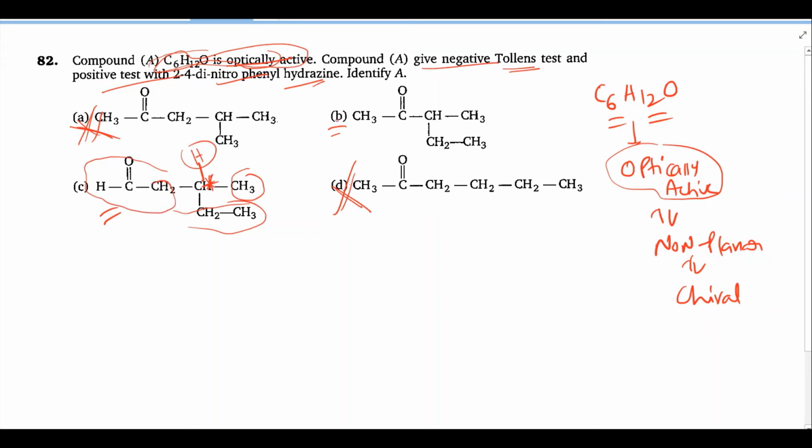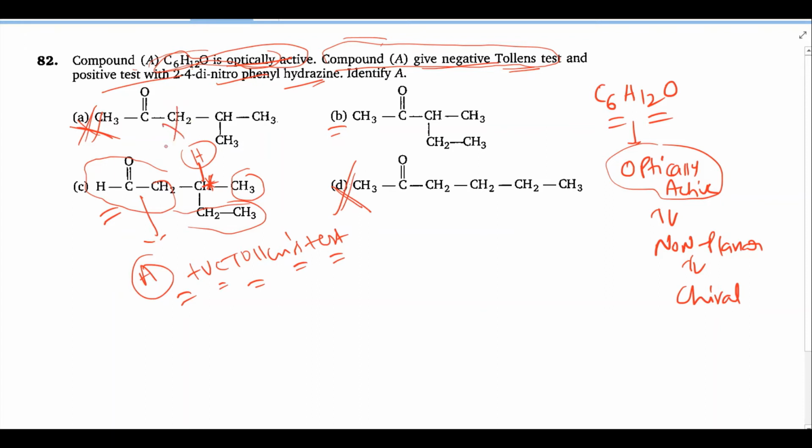And A gives a negative Tollens test. Here compound A is optically active, and compound A gives a negative Tollens test. But here there is an aldehyde. If you consider this as A, it is giving a positive Tollens test. So this is not possible. Correct answer will be B.